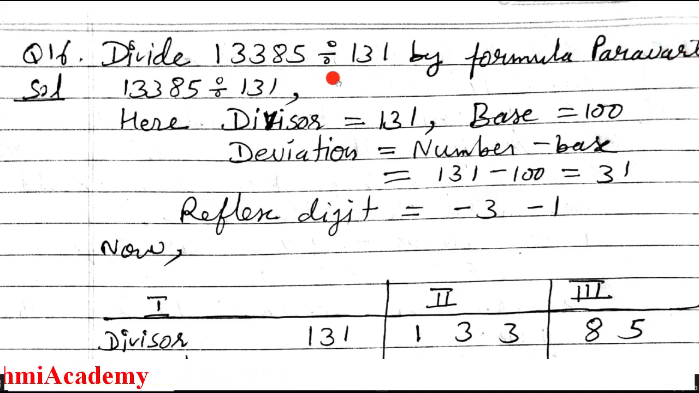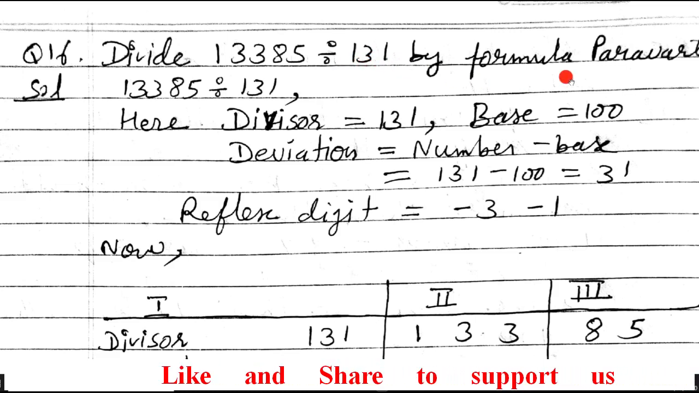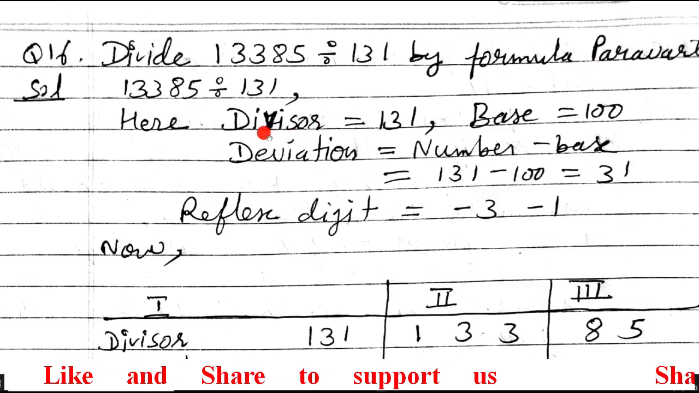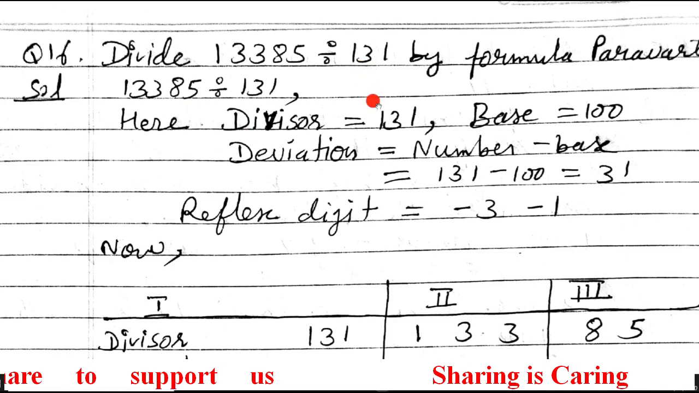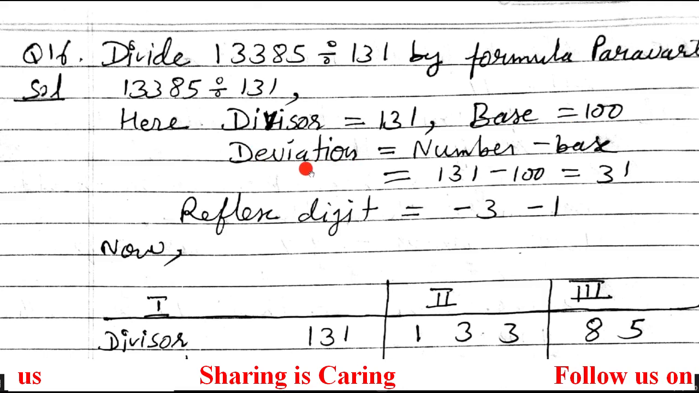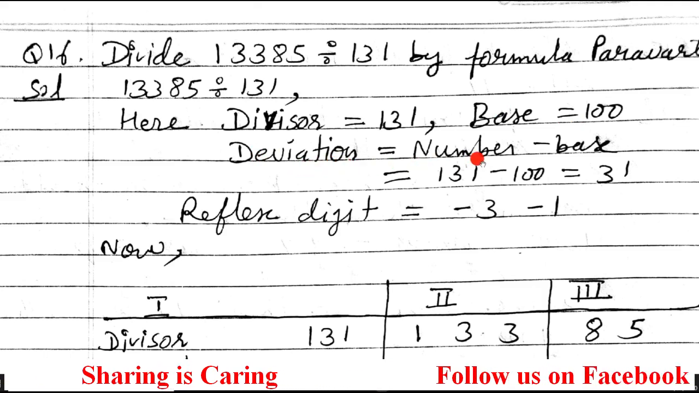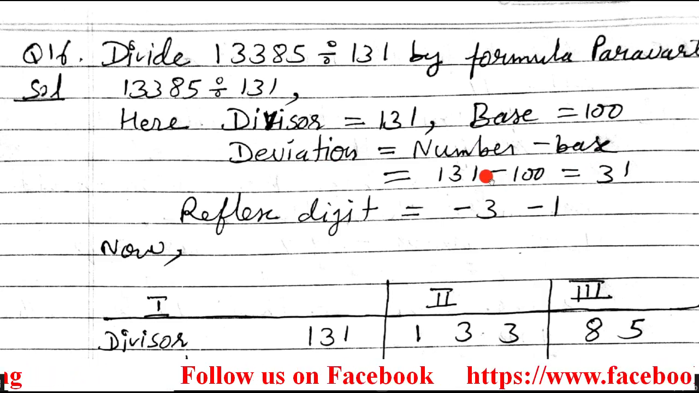So in the Parvartiya method, we will see whether the question is appropriate or not. Here the divisor is 131, and you can see that this 131 is near to 100 and it is more than the base. That's why the question is suitable for the Parvartiya method. So now we are going to do the Parvartiya method. First we will write down the divisor, then write down the base. Now here, students, division: like in the Nikhila method of multiplication we had done, here it is number minus base. So this is the difference between the Parvartiya method and the Nikhila method.